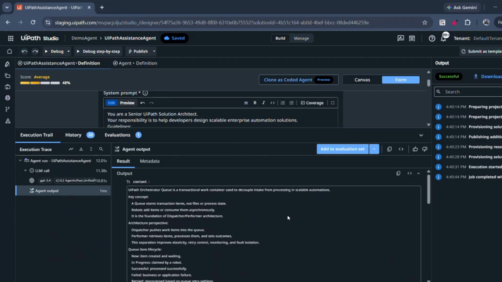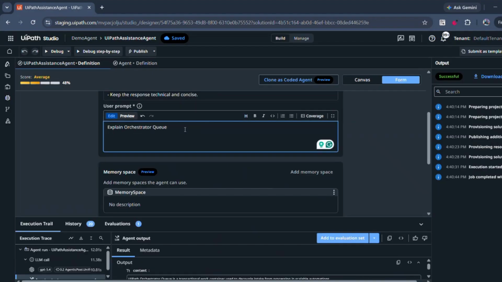Before we finish, let me share a few best practices. When writing a system prompt, always define the role of an agent, the target audience, the communication style, rules and boundaries, expected behavior, and avoid prompts like help the user, give me this information, just like that. Instead, be specific. For user prompts, always describe the task clearly. Instead of saying tell me about UiPath or tell me about orchestrator, you can ask a specific question, just like explain orchestrator queue. Or you can ask explain dispatcher and performer architecture using a banking template. The more specific the user prompt, the better the response you will get.